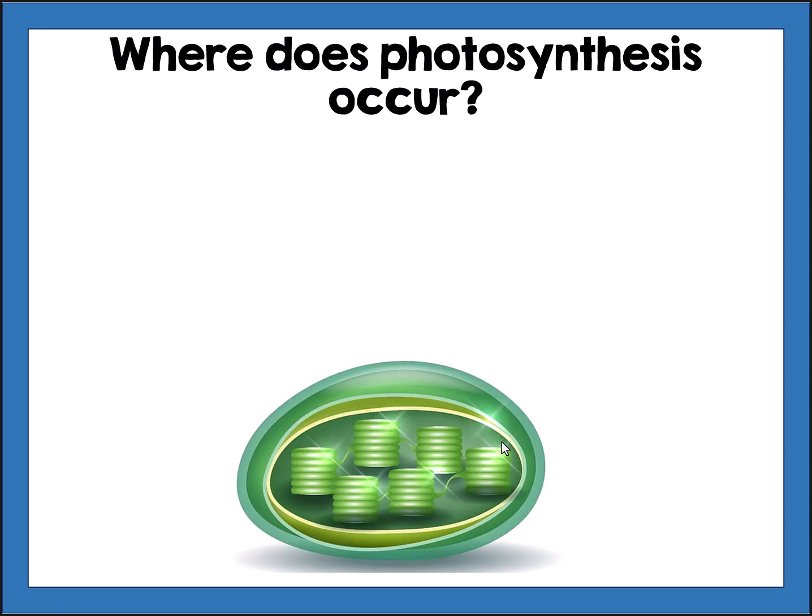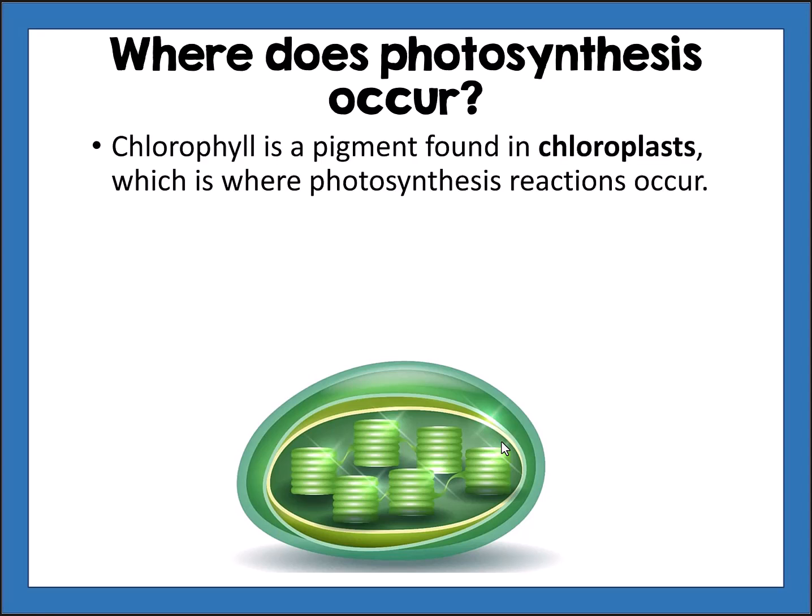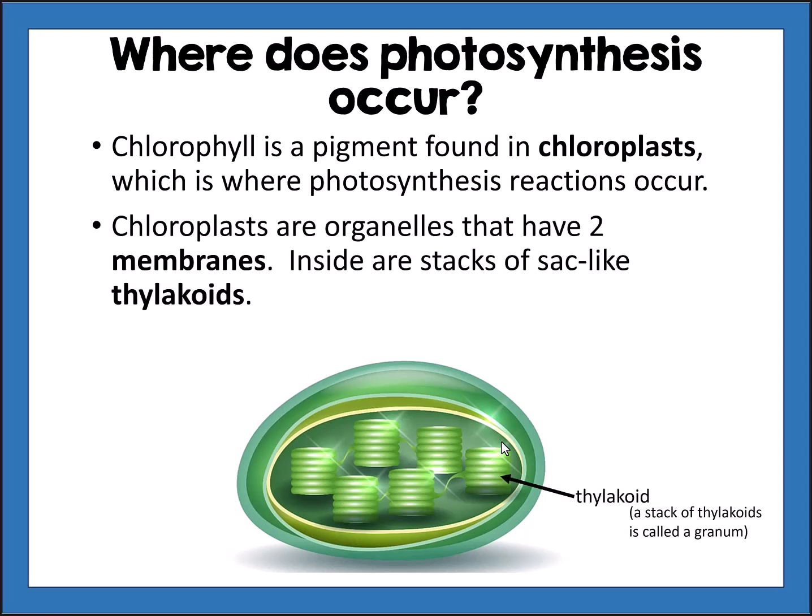So in autotrophs, where is this photosynthetic process happening? Where are they making their own food for energy? Chlorophyll is a pigment that's found in chloroplasts. So we talked about chloroplasts as one of the organelles, and that is where photosynthesis occurs. So that's where that process occurs, and we'll go through the full process of photosynthesis in a little bit here.